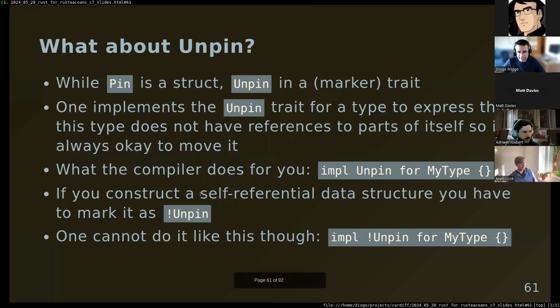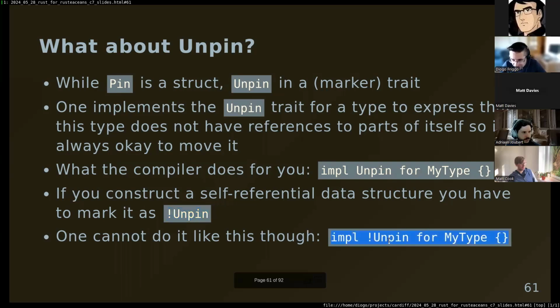And when we want to construct a self-referential data structure, say you have a field and a raw pointer to that field, Rust doesn't know that pointer is pointing to the field of your particular struct. That pointer could be pointing to anything. And so it's our job, or in this case the compiler's job, to say, hey, this is actually not Unpin. This starts to get a bit confusing because we are negating the negative. But the idea is to say that no, it's not okay to move the underlying data.